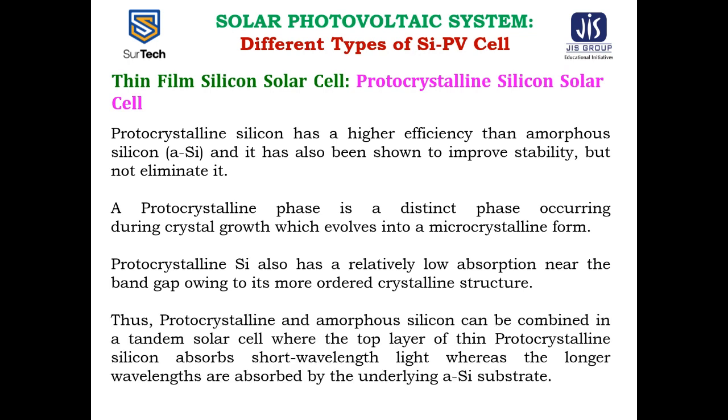Thus, the protocrystalline and the amorphous silicon can be combined in the tandem solar cell, where the top layer of the thin protocrystalline silicon absorbs the short wavelength light, whereas the longer wavelengths are absorbed by the underlying amorphous silicon substrate.